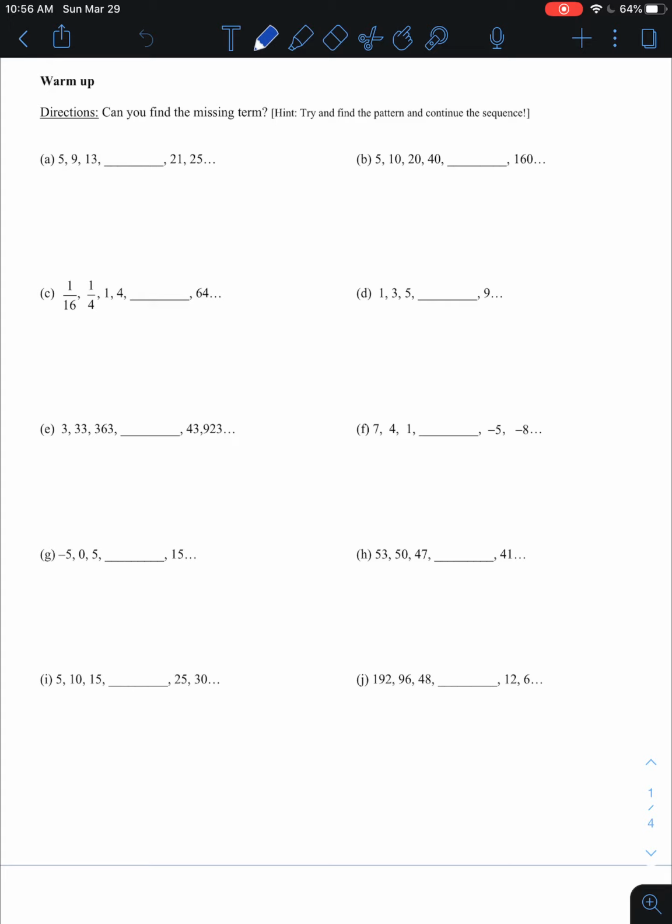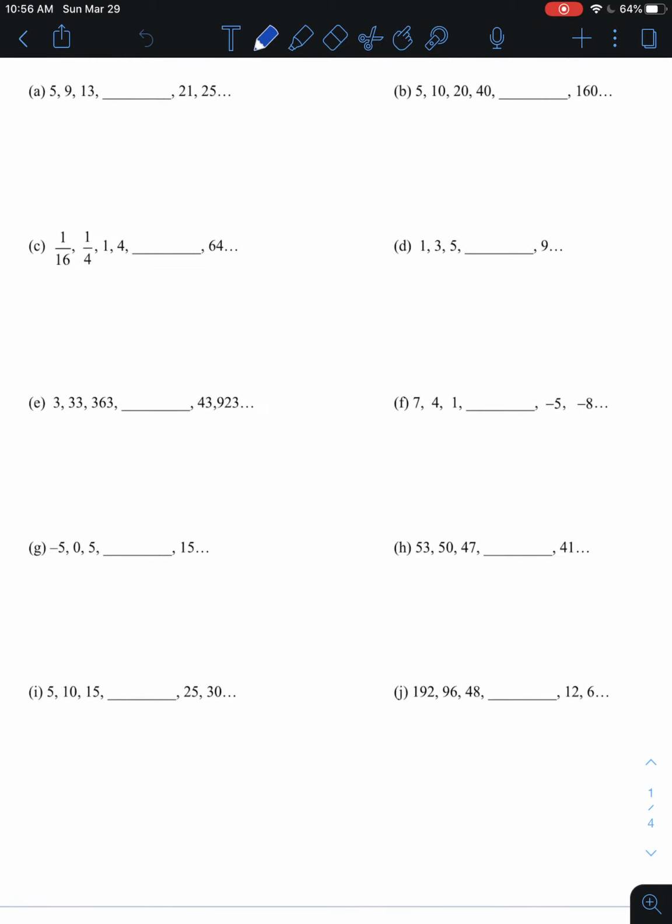So what I want everyone to do is to take a look at these 10 different sequences and see if you can think about what kind of pattern is happening and if you can continue the pattern and then fill in that missing term. So pause the video, take a couple of minutes to try to work each one out and then unpause the video and we'll go over it. Okay, so hopefully at this point you've given each of these a try. And now let's take a look.